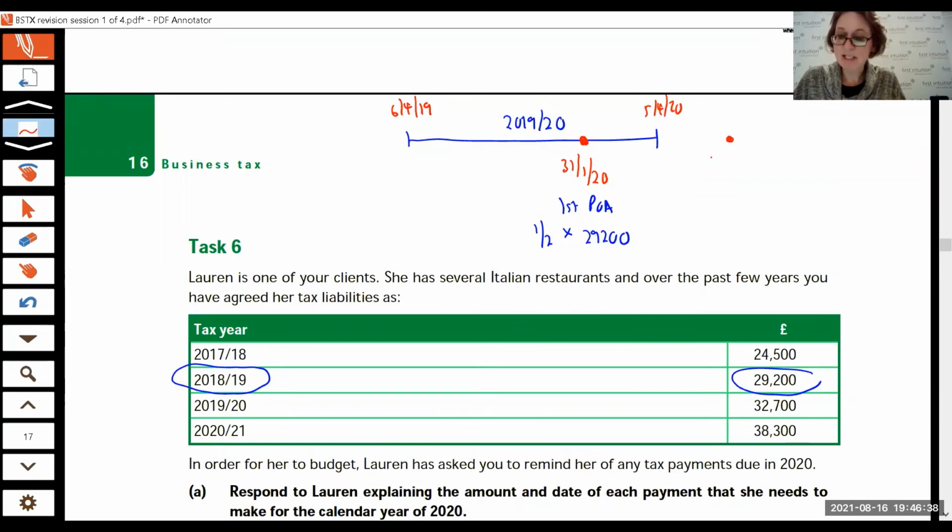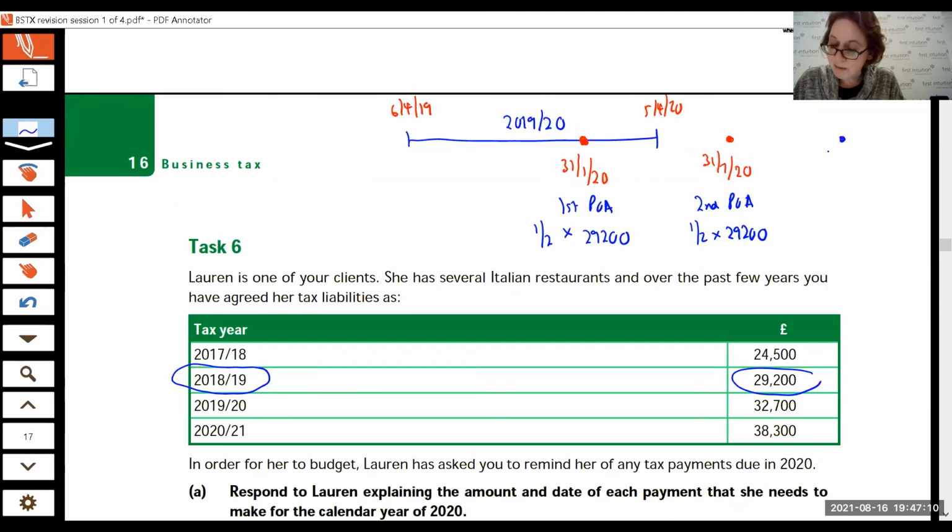It's 6 months later. It's the 31st of July of 2020. What do I pay then? I pay my second payment on account, which is another half of the 29,200, because my payments on account are based on last year's tax bill. So when would I actually pay the balance of my 2019-20 tax liability?